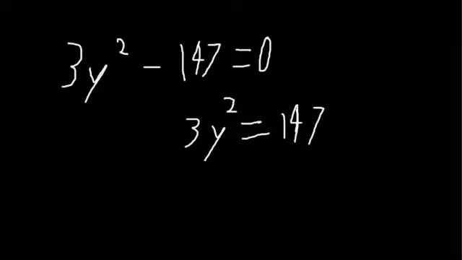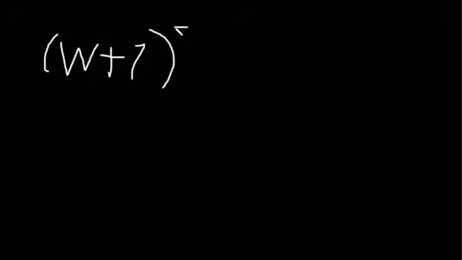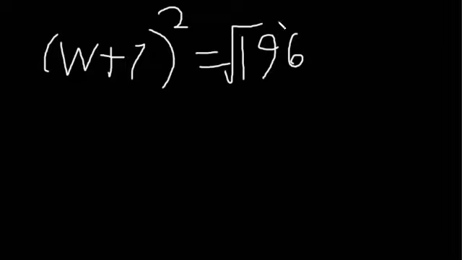And now, on to our main problem. (w plus 7) squared equals 196. As you can see, we have a parenthesis here, and 196 is already transposed and isolated. Can we now extract the square root? Yes, we can. And also, 196 is a perfect square of 14. So we can now extract the square root.